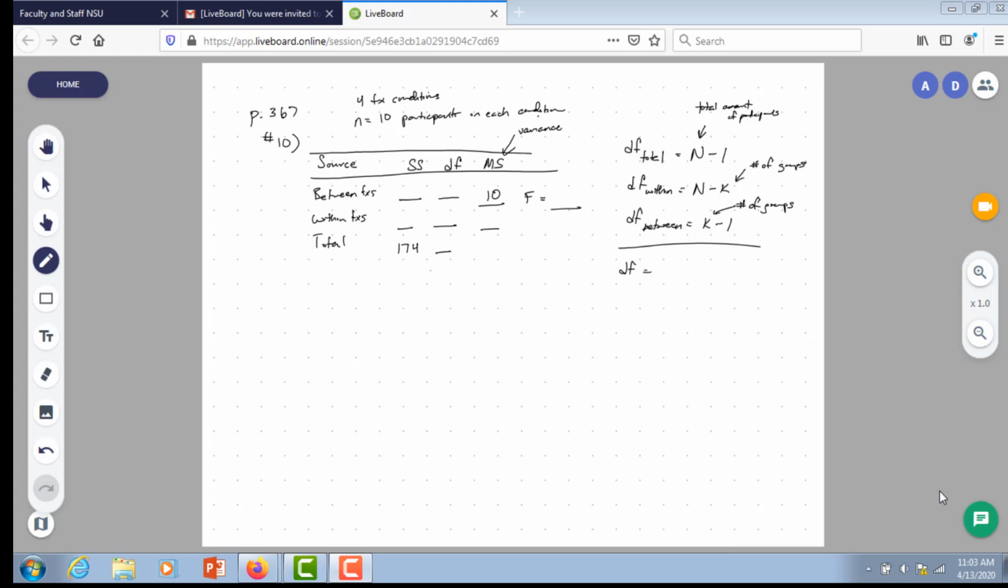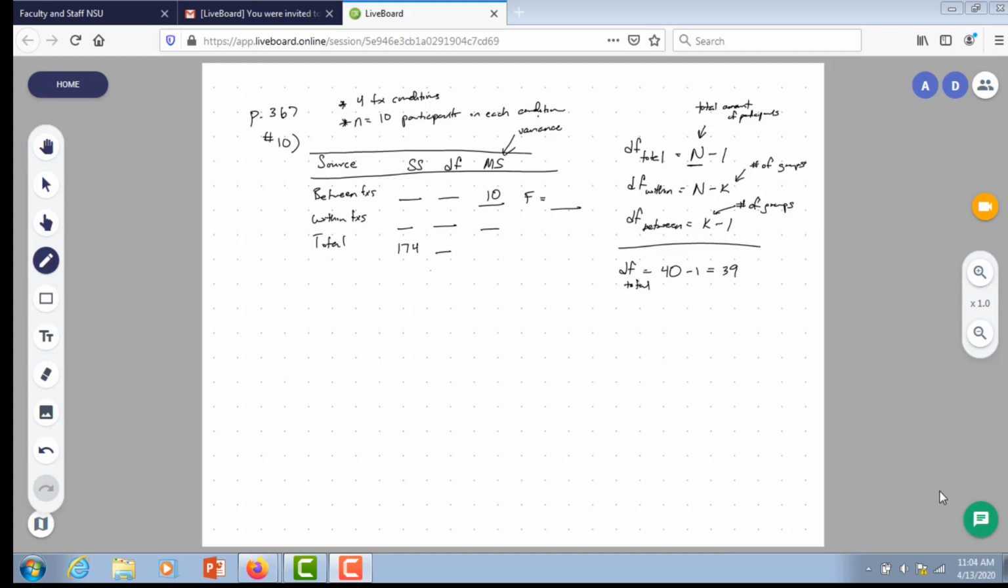So in other words, capital N is 40. Again, how did I get that? I got that because I looked at the number of individuals that were said to be in each condition and the amount of conditions, and I simply multiplied those numbers to get the total amount of individuals in the study. So in this particular case, capital N again is 40, and in order to get our degree of freedom total, we're going to take 1 from that. When we do so, we end up with 39.